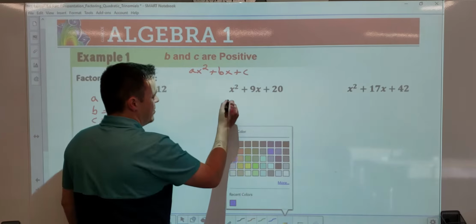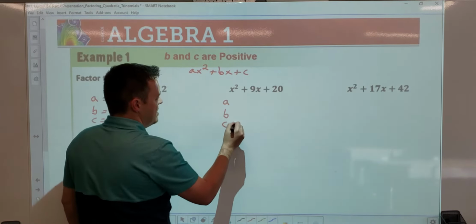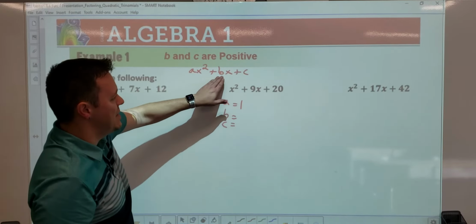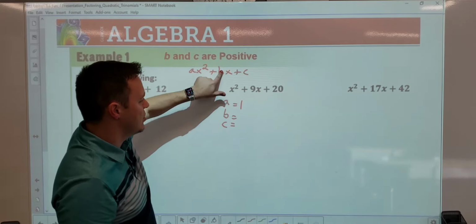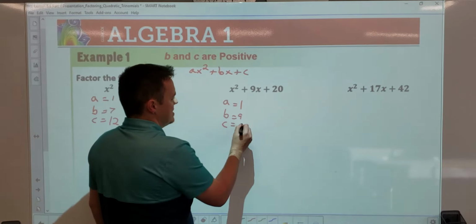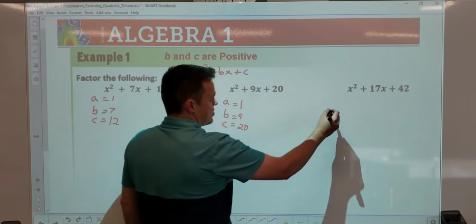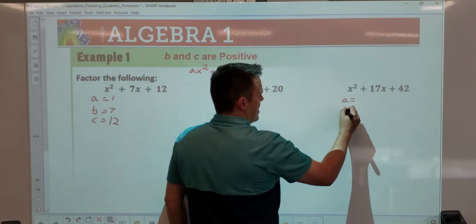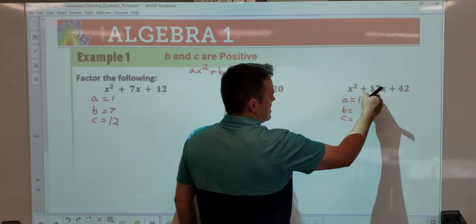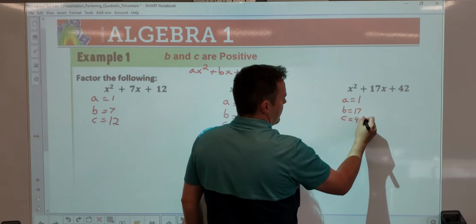All right, same thing here. I'm going to blow right through this. A, b, c. So the a on this one is 1. The b value is not bx. Okay, it's the number in front, so it's 9x. So it'll be 9, c is 20. And then for the last one here, I want you guys to write out a, b, c. Again, it's the number 1 that's in front, 17, and finally 42.